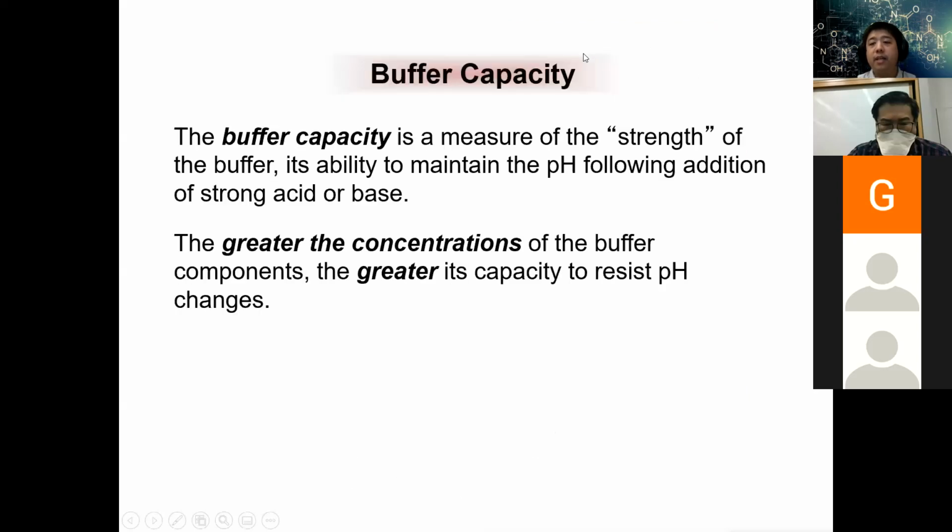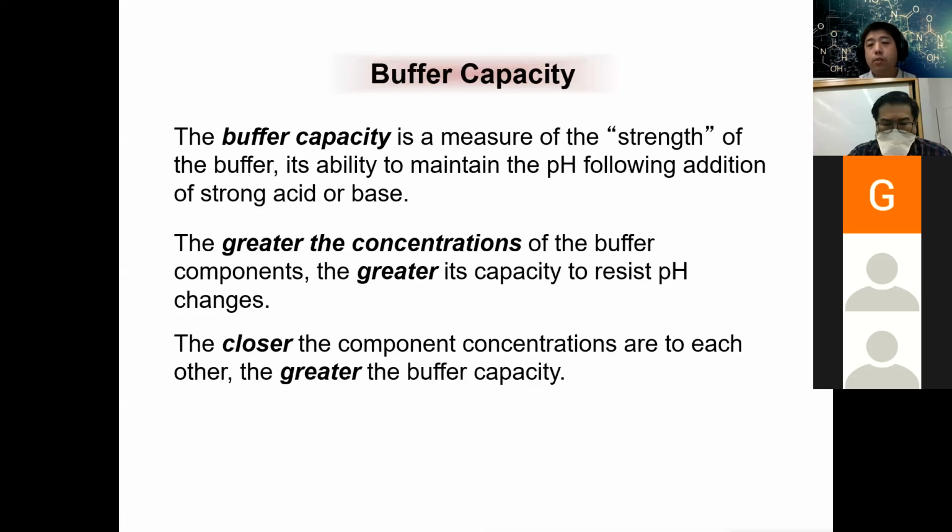Now let's talk about the buffer capacity. So two things you want. The higher the concentration, the more effective the buffer. The more you have of this buffer, the more it can resist the change in pH. The other thing is, the closer that these two concentrations are to each other, the better they are at resisting the change in pH for whatever scenario. So just as I mentioned before, my weak acid, my conjugate base. If I added in some H plus, what is going to stop this H plus from changing my pH in my solution? Is it the conjugate base or the weak acid?